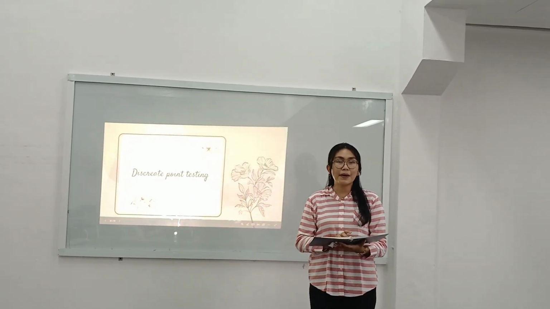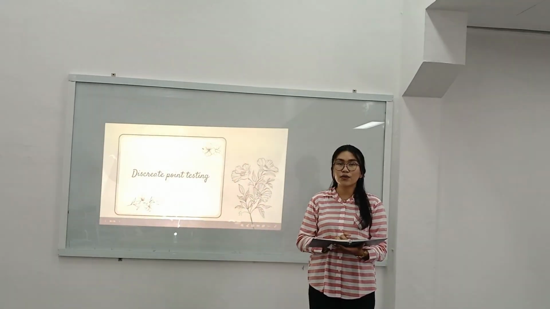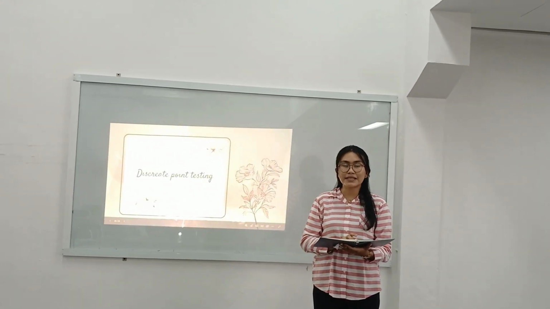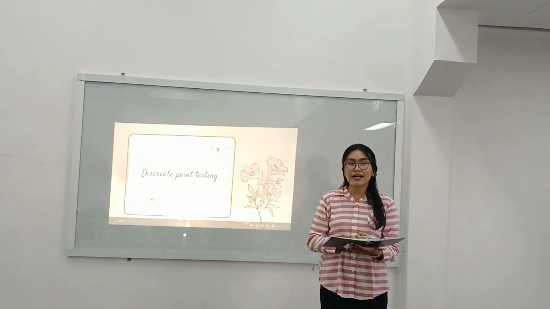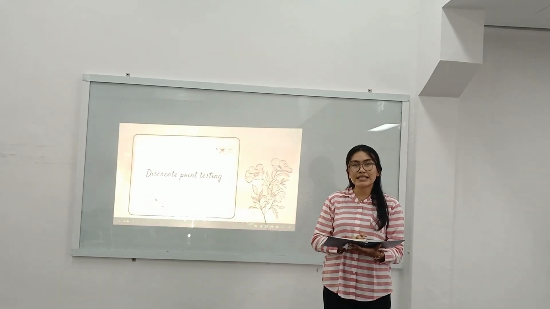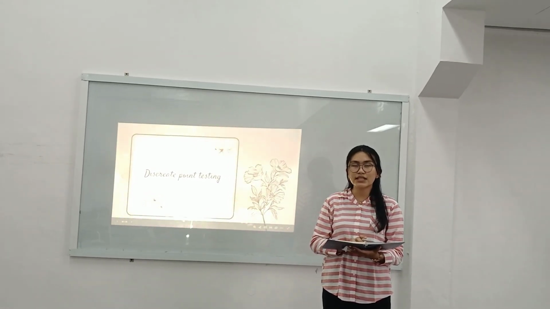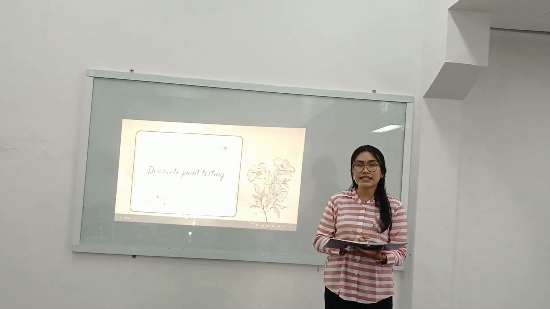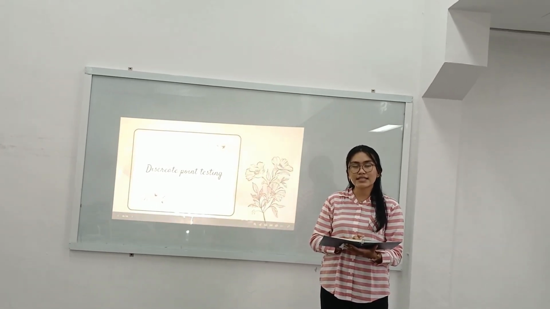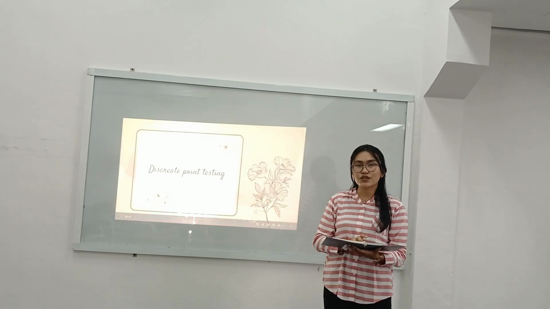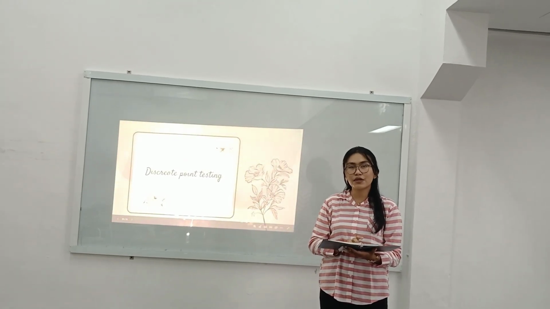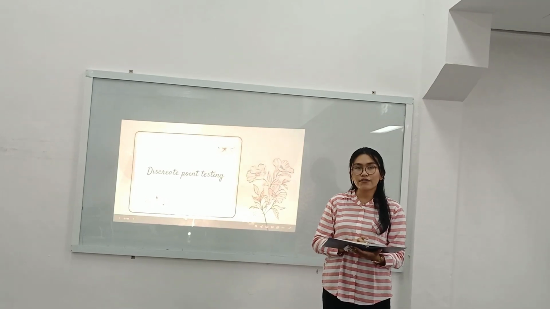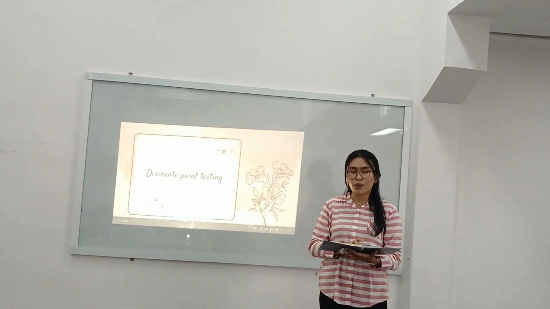Imagine you have a big puzzle. Instead of looking at the whole picture, discrete point testing is like checking each puzzle piece separately. In language testing, it means testing one specific language element at a time. For example, instead of testing your overall English ability, it tests your knowledge of specific grammar rules, vocabulary words, or pronunciation of individual sounds one by one.